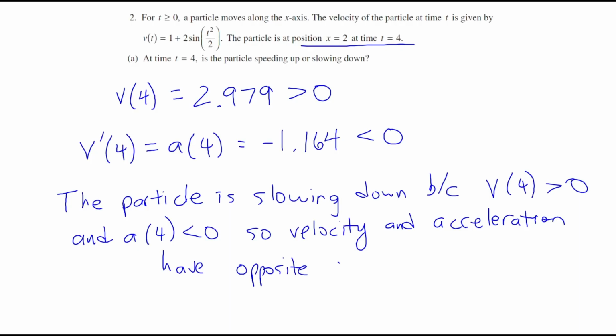So you didn't even really need to rewrite that v was greater than 0 at 4 and a was less than 0 at 4, right? Because we already showed that up there. But really what you have to say is that at that time, the velocity and the acceleration have opposite signs, so it's slowing down. And they gave you 2 points, all of it for the correct conclusion with the appropriate reason.